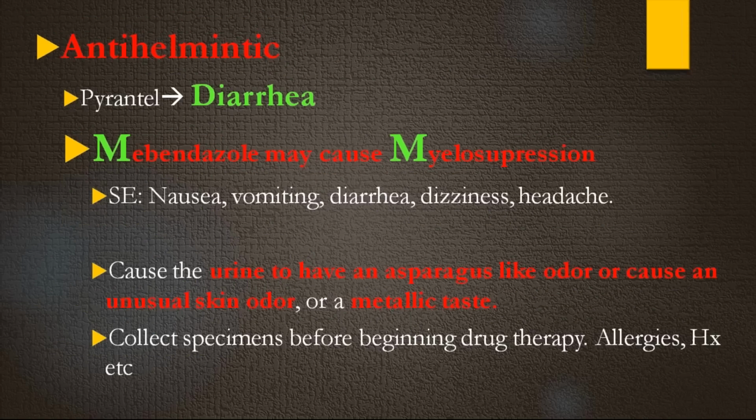Antiemetics, pyrantel, diarrhea, mebendazole, myelosuppression. So these antihelminthics, that is for antiparasites, pyrantel and mebendazole, are going to have this side effect. This is the urine smell as asparagus.